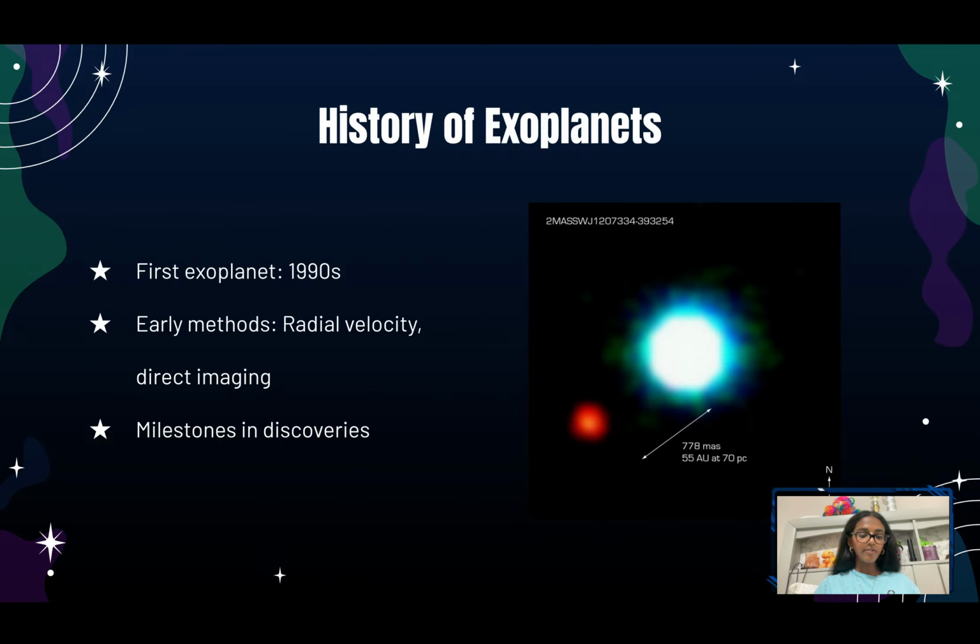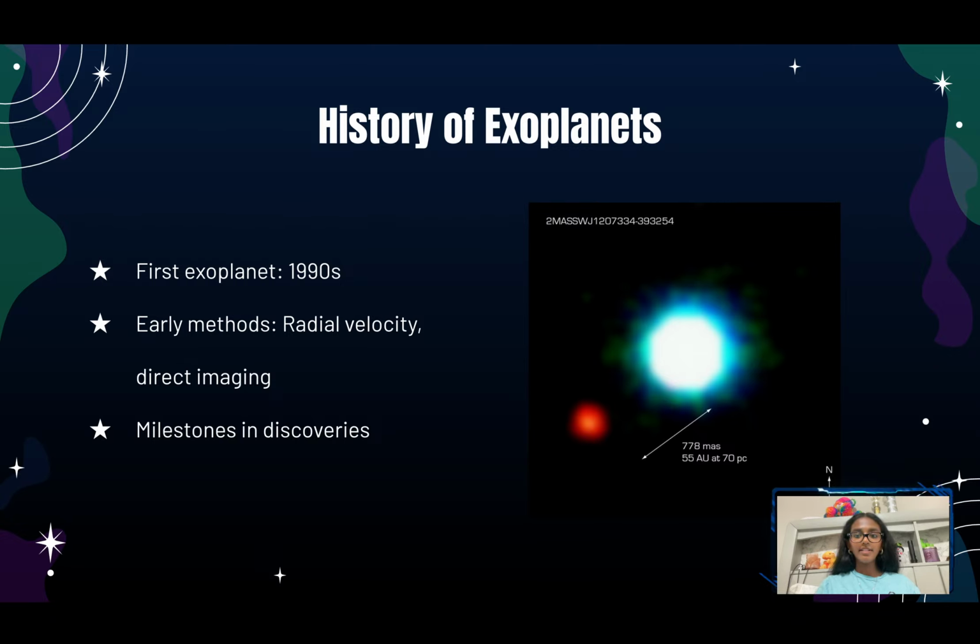So to start off, the history of exoplanet detections first began in 1990. A lot of the early methods were radial velocity or direct imaging. Radial velocity was pretty much where astronomers measured how much a star wobbled or moved. Obviously at that time, that was the only method available, but it wasn't necessarily the most effective method there is. So other approaches like direct imaging were also attempted, but it was challenging.